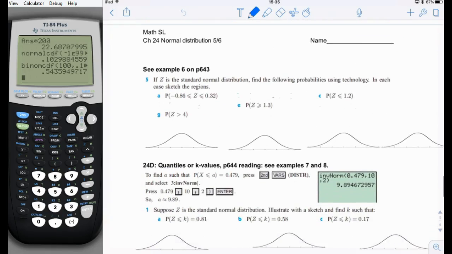Page 5 and 6 of normal distribution. First is the last problem continued from last page. If Z is the standard normal distribution, find the following probabilities using technology. In each case, sketch the regions.